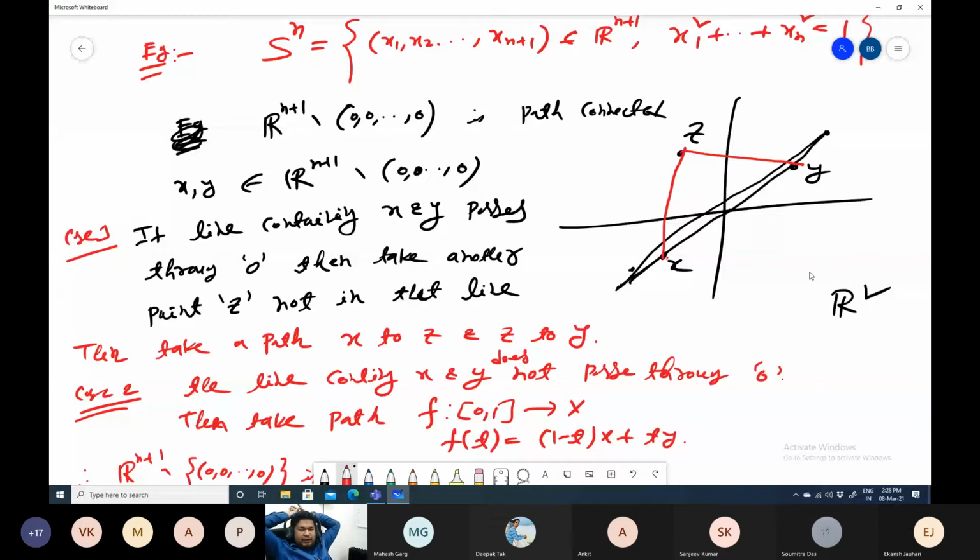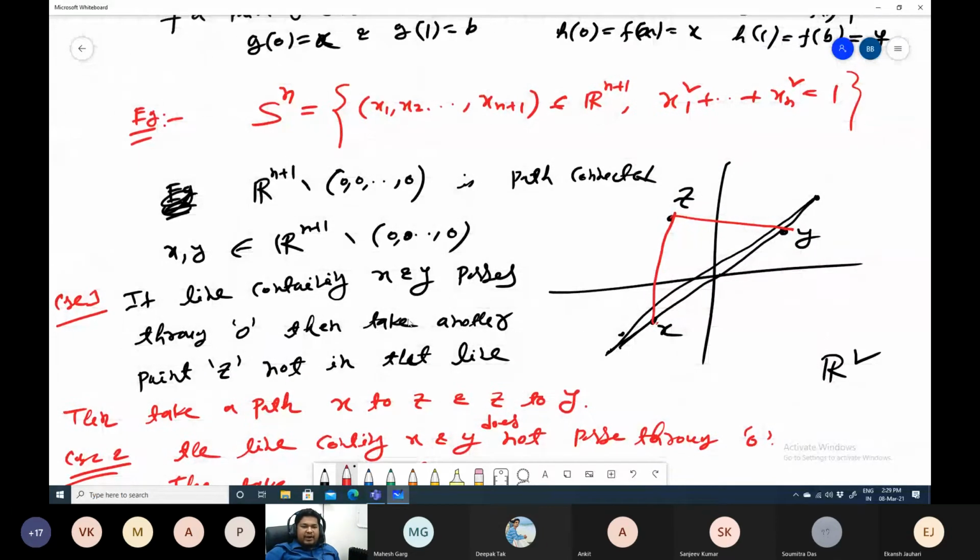इज दैट फाइन टू एवरीवन? Okay. Now tell me, by using this, how can you show that Sn is path connected? बताओ.